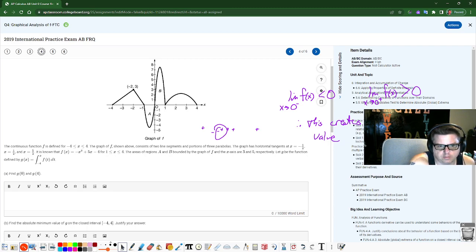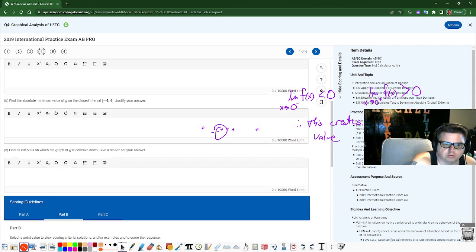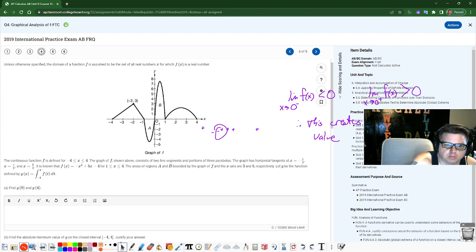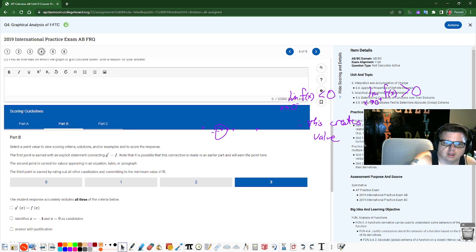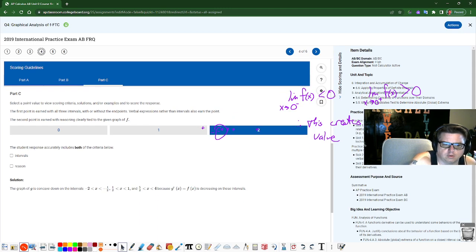Slopes, so negative from -2 to whatever is there, 1/2, and then 1/2 to 1, and then 2.5 to 4. So I was just looking at find all the intervals for which G is concave down. So you want to say the slopes are negative from -2 to between 0 and 1, which is -1/2. And then also from a positive 1/2 to 1, they are negative slopes. And then from 2.5 to 4, they are negative slopes. So all those indicate concave down: -2 to -1/2, 1/2 to 1, 2.5 to 4, because f of x is decreasing on these intervals.